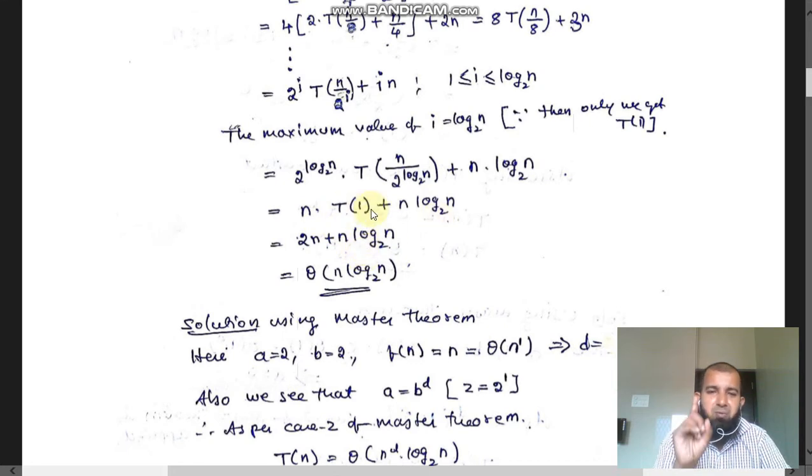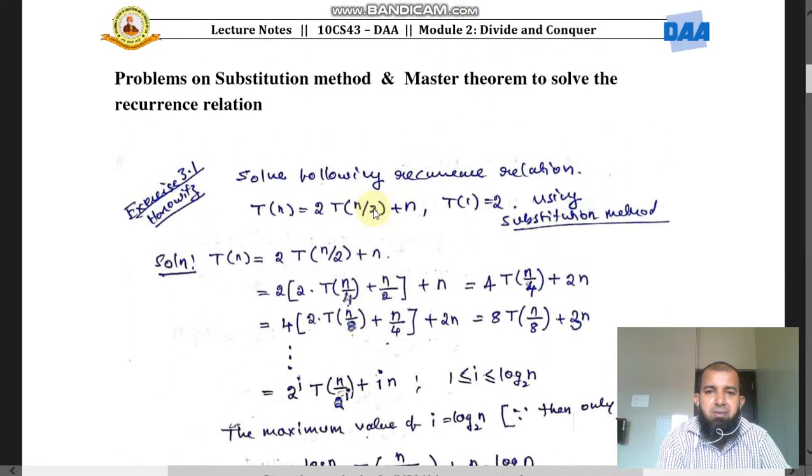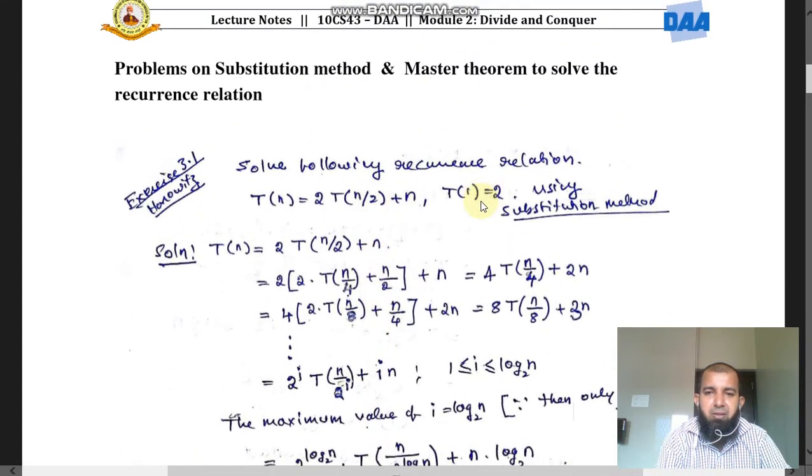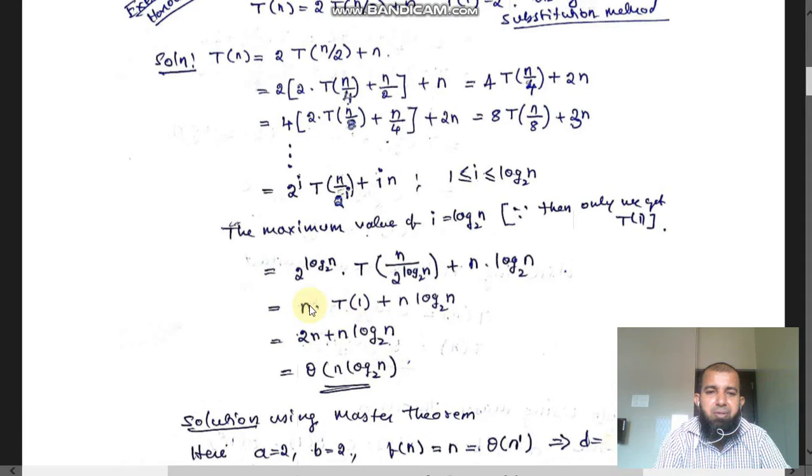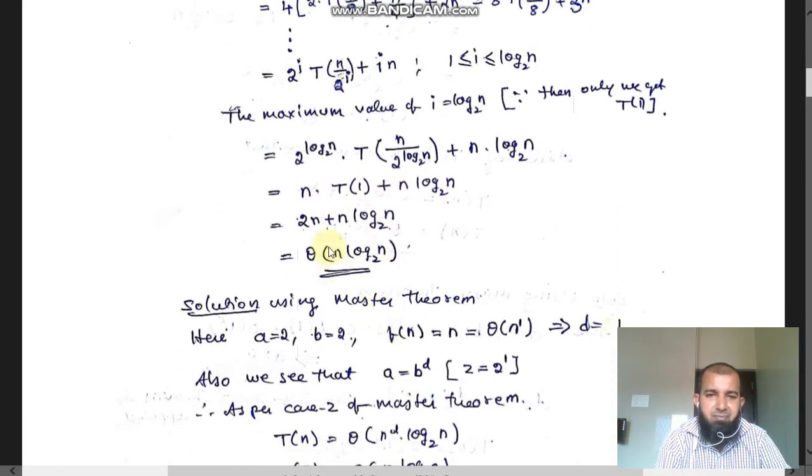T of 1 is what? Sorry, here T of 1 is 2, that's why here 2n. So 2n plus n log n base 2. Then just reject this part, what is remaining? Only this part, theta of n log n base 2. This 2n is a very small value, that's why you can reject it, and take only this part, theta of n log n base 2.